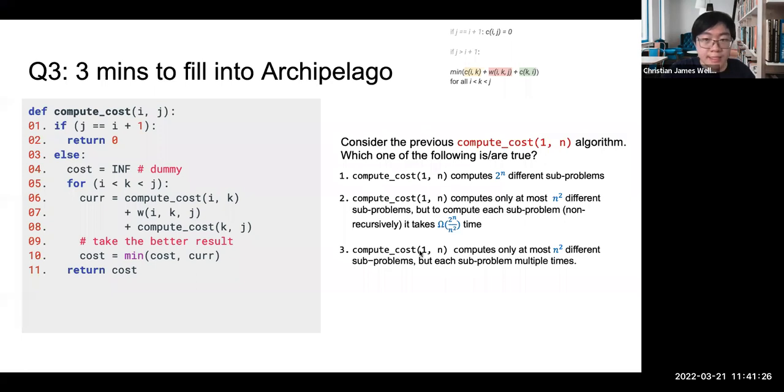Just take a look at the options. Let me know if you don't understand any of the options. The idea of this question is to figure out how many sub-problems are being computed, and whether they are computed multiple times, or what's the time it takes to compute them.